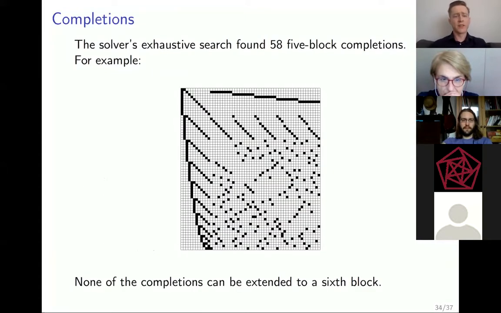And in fact, we did actually find some completions. So here is one particular 5-block completion of that submatrix. We found 58 of them in total. And the thing is that at this stage, the search space is so highly constrained, you can easily show that these can't be extended to a 6th block, right? This is as far as you can go. So this is a proof that ovals don't exist because you can't extend these matrices any further.